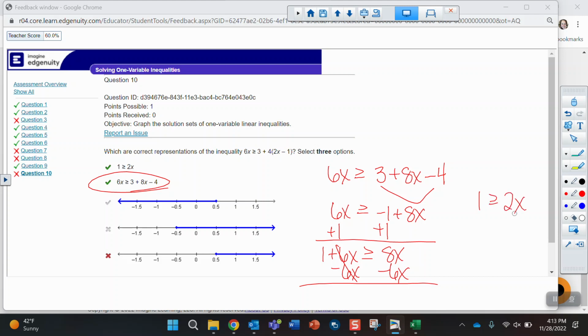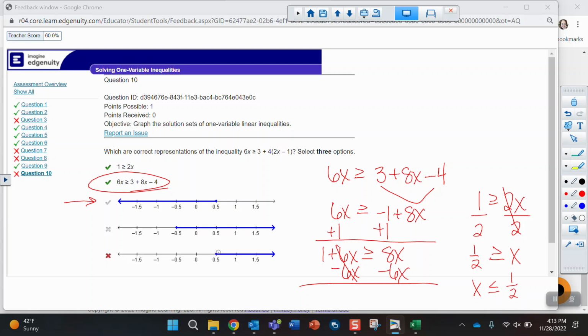And now we do have to be careful here because the variable's on the other side. And so I always share with students, I like my students to rewrite this so that the variable is always on the left. So when we rewrite that answer, we now are saying x is less than or equal to 1/2. And so that's this answer here.